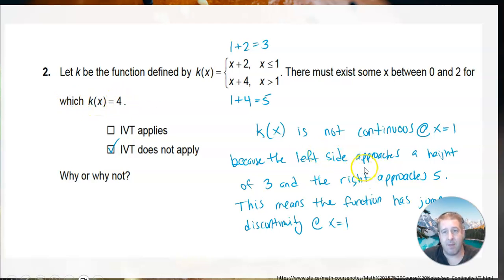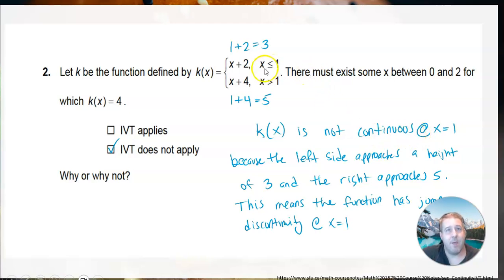Now notice how I'm writing the questions, writing the answers. Yes, on the AP exam, this is what's expected of you. This is an FRQ, free response question. You're going to have to explain why IVT can or cannot be applied. First thing I'm always going to look for, is it a continuous function? Well, clearly you can see my answer ahead of you that it's not.